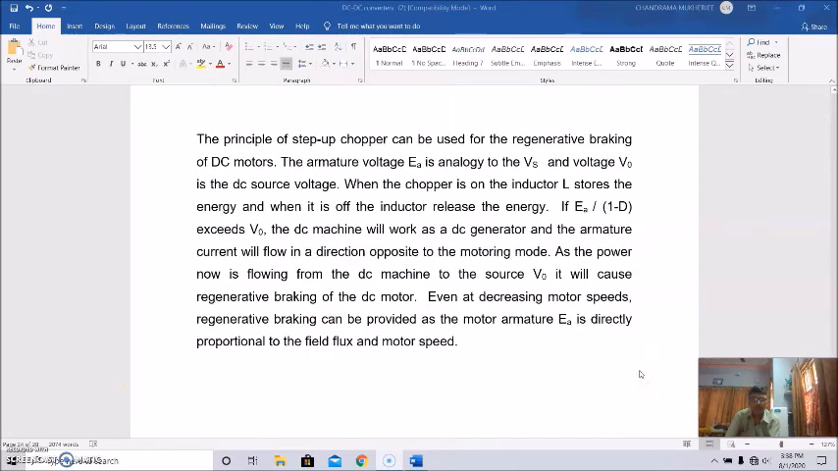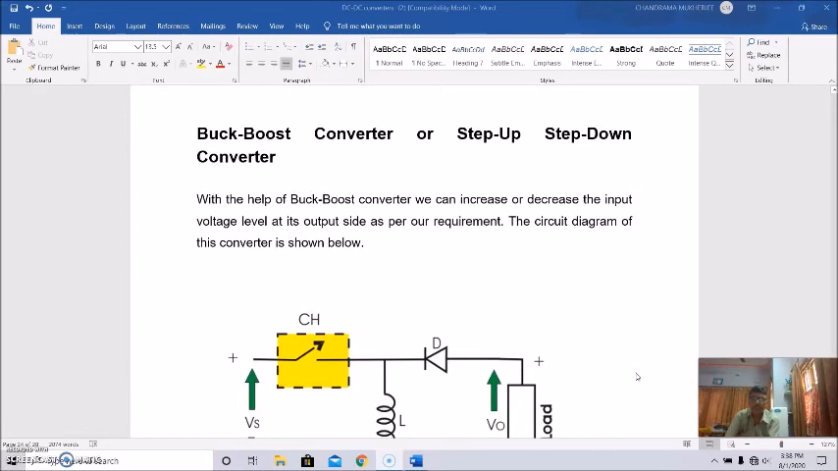So now we'll discuss the buck boost converter, or step up step down converter, and sometimes it is called the Cuk converter after the name of the inventor S. Cuk. Don't get confused: buck boost converter, step up and step down converter, and S. Cuk converter are the same converter. With the help of the buck boost converter, we can increase or decrease the input voltage level at its output side as per our requirement.